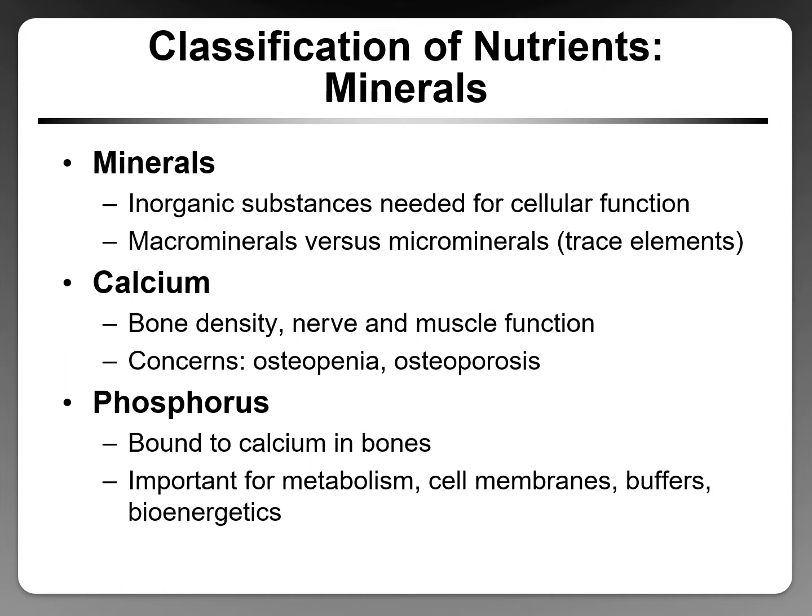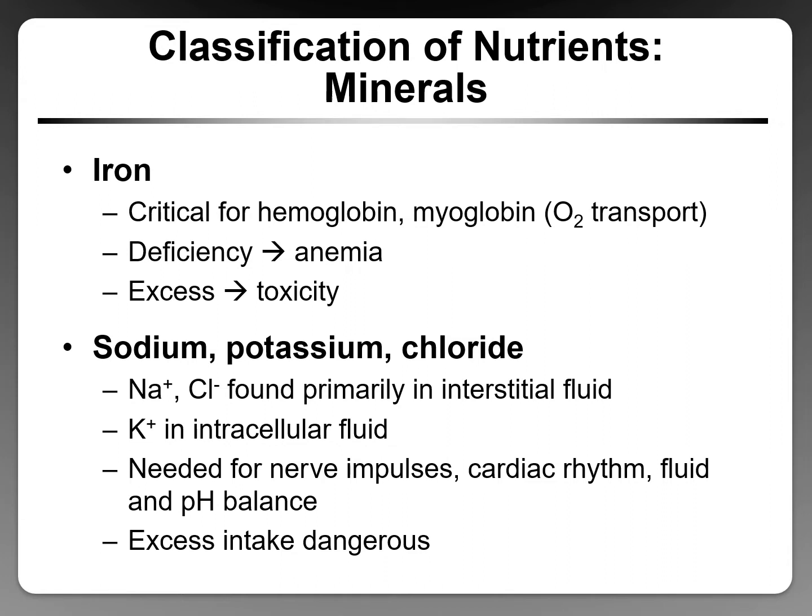Phosphorus is also going to be bound in calcium in the bones, and as you have probably picked up, it's in ATP. It's the P portion. It's inorganic phosphate. That phosphorus is going to be really important for metabolism and bioenergetics as well as cell membranes and working as a buffer. Iron is going to be an important piece. It's critical for, again, hemoglobin, that heme portion, and myoglobin in transporting oxygen. So if you are deficient in iron, that can lead to anemia, and that's going to significantly impair your exercise performance, as we'll talk about in the next two slides.